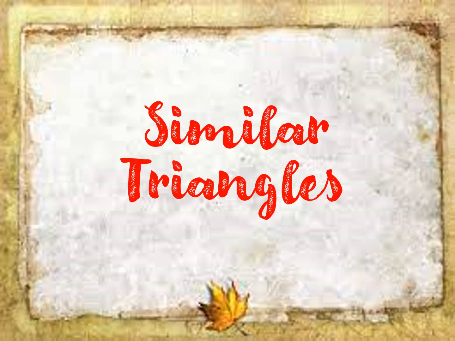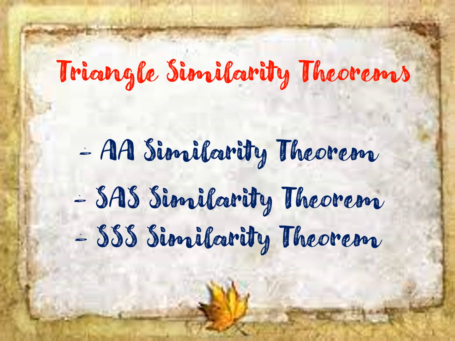Hi! Today, we will learn about similar triangles. The following are the triangle similarity theorems. First, we have the AA similarity theorem or angle-angle similarity theorem. Next, we have the SAS similarity theorem or side-angle-side similarity theorem. And the third one is the SSS similarity theorem or the side-side-side similarity theorem. Let's discuss one by one.